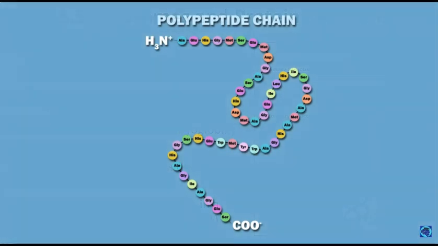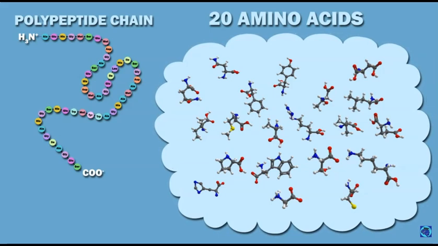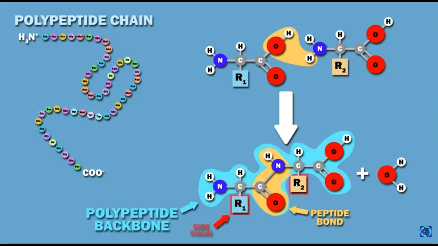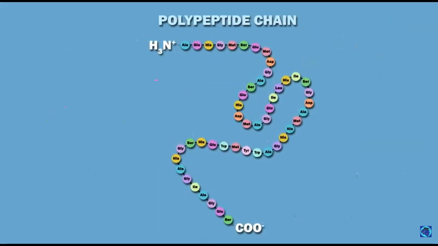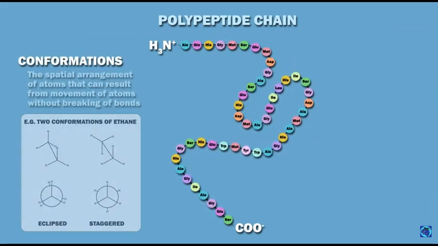Proteins are made up of folded polypeptide chains, which are composed of 20 different amino acids, each with different chemical properties, that are linked to each other via covalent peptide bonds. The sequence of atoms repeating to form the peptide bonds is called the polypeptide backbone. The side chain of each amino acid, which is the part that makes it different from the other 19 amino acids, can be either polar or nonpolar. The polypeptide chain can fold in many different ways called conformations. Conformations are the spatial arrangement of atoms that can result from movement of atoms without breaking of bonds.